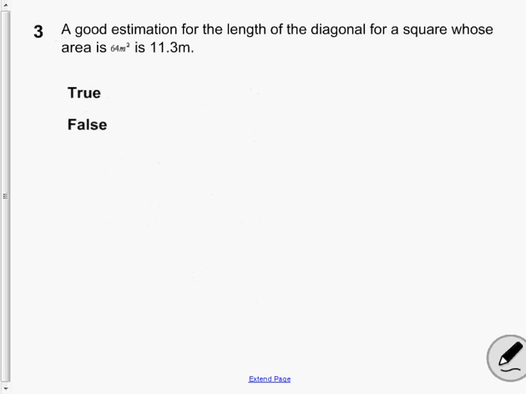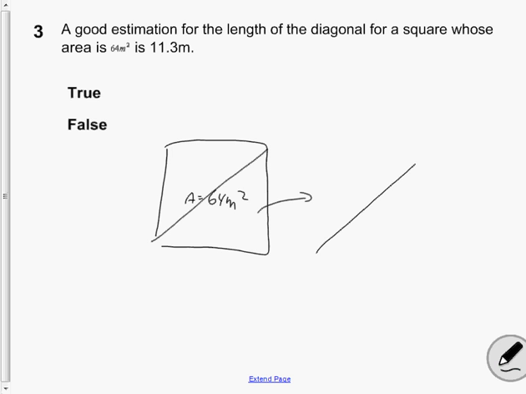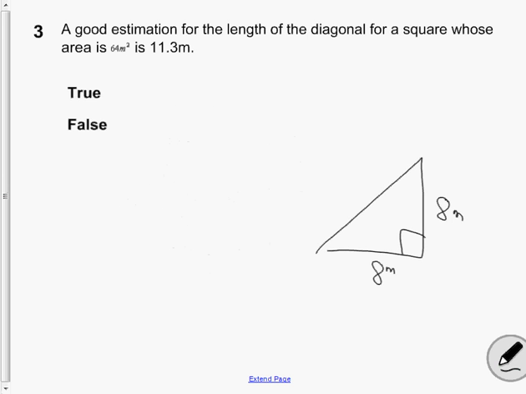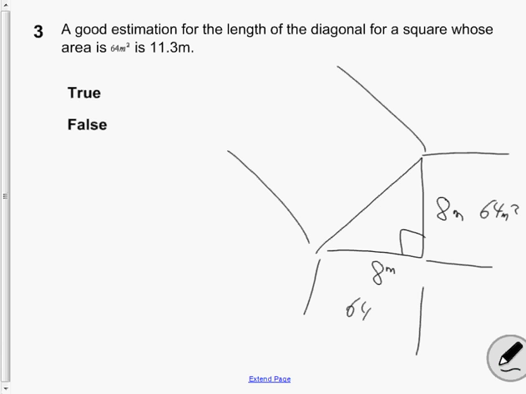Question three says a good estimation for the length of a diagonal of a square, so I'll draw my square, whose area is 64 meters squared, is 11.3. So if I draw the diagonal there on that square, what I really have here is a right triangle. Now, since the area is 64 meters squared, I know that both of these legs will be 8 meters. And if I draw my squares onto there, or use Pythagorean theorem, this area, which is 64, plus this area, which is 64, added together will be this area, which is 128 meters squared.